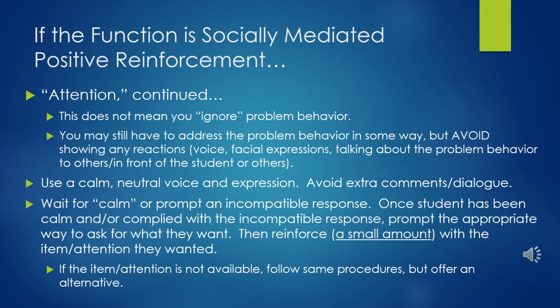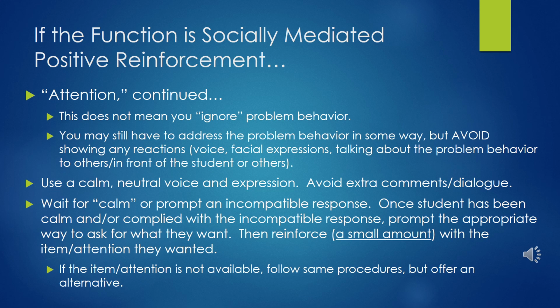And once the student has been calm or complied with the incompatible response and calm for at least 5 counts, maybe a little longer, depending on the student, we want to prompt the appropriate way to ask for what they want. Oftentimes, these students we work with may be seeking attention or seeking things that they want just because they really don't have the skill of how to ask for it appropriately. So in the middle of their problem behavior, we don't prompt that. We wait for calm, and then we'll say, I can tell you want my attention. What would be a better way to get my attention or a peer's attention? Or, to ask for using the computer or something. And then we would tell them how to do that.